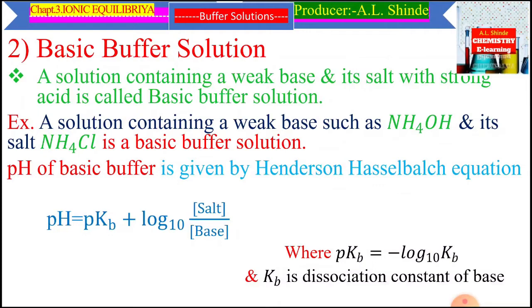The pH of a basic buffer solution is given by the Henderson-Hasselbalch equation: pH is equal to pKb plus log to the base 10 of molar concentration of salt divided by molar concentration of base. In this equation, pKb is equal to negative logarithm to the base 10 of Kb, and where Kb is the dissociation constant of base.